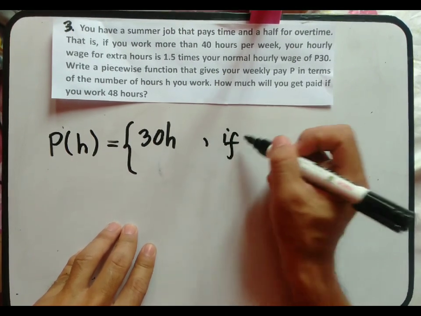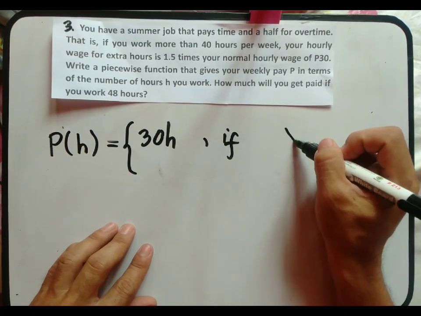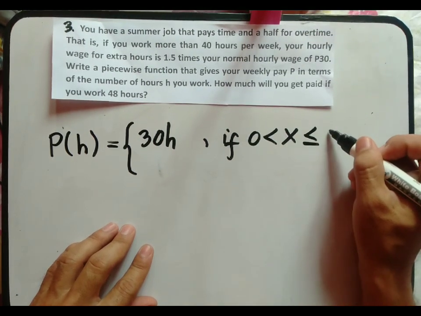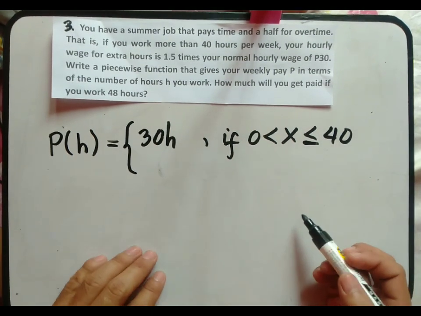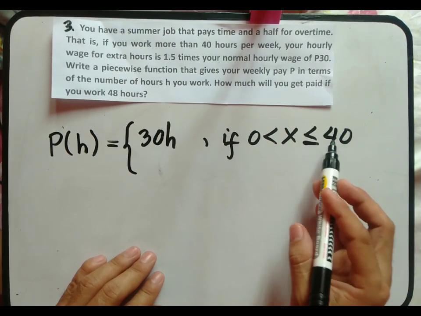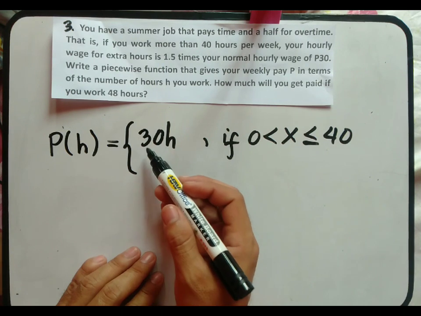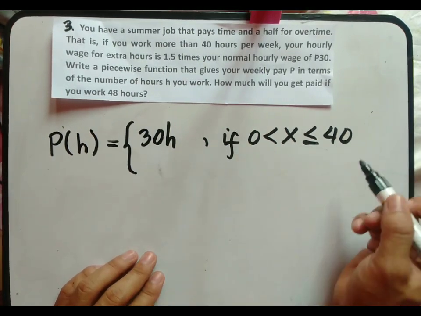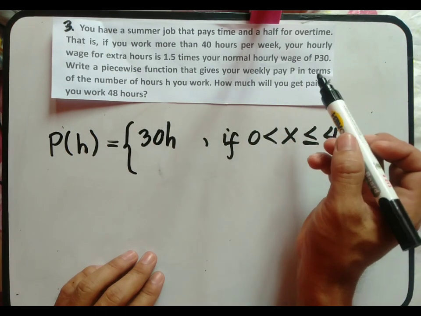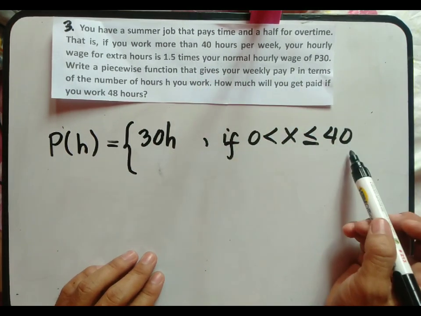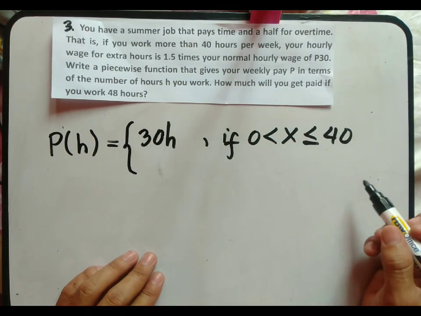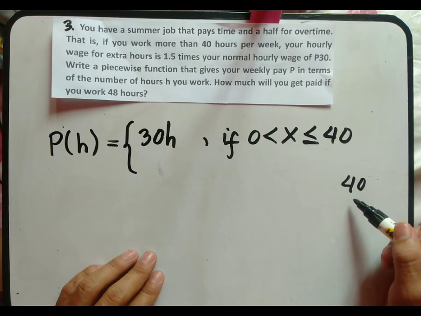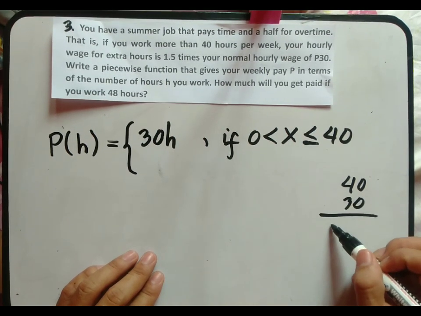That is if you work greater than 0 but less than or equal to 40 hours. Okay? Kapag nag-work ka ng 40 hours or less, then you will be paid 30 pesos per hour. That is per week. And then, kailangan muna natin i-multiply yung 40 hours, and then each hour is 30 pesos. So you have 1,200.